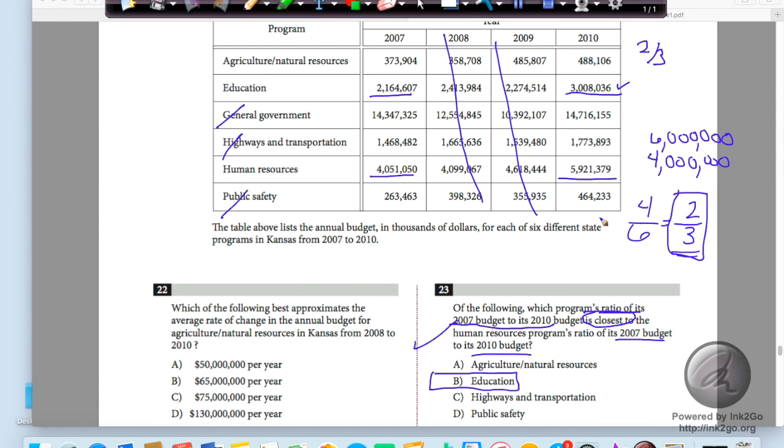And just to very quickly clarify, it would be the 4 million over the 6 million, just because we're looking at the 2007 budget over the 2010 budget. So in case you're wondering why I stacked the 4 over the 6 to get 2/3, it's the 2007 budget over the 2010 budget.